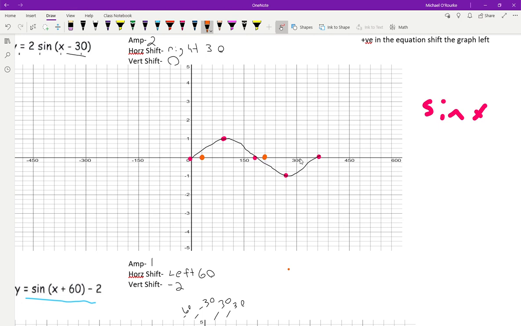1, 2, 3, 6. Now what you could do is recognize that this starting point is 30 degrees to the right. So I could just move everything 30 degrees to the right. As in, I know this one's here, but I know my point is 30 degrees right. I put my dot there. Or if you didn't want to do that, you could count 30.